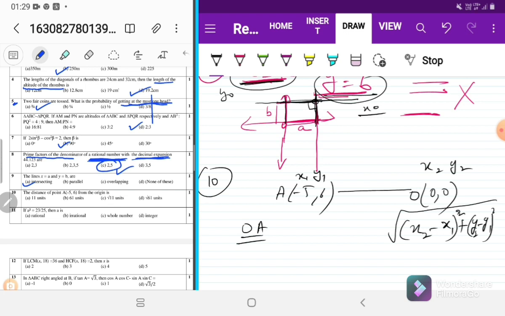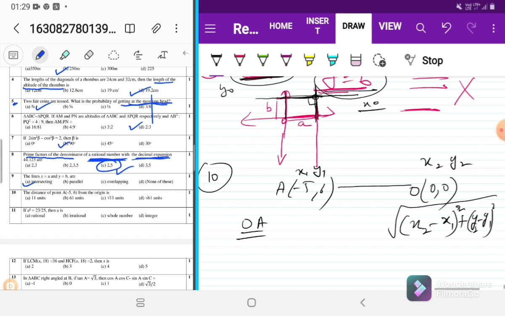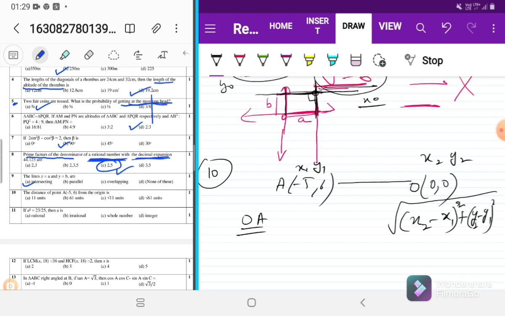Children, I already uploaded one video for the distance formula. Many questions from different points of view I uploaded in that video. I'll give the link of that video in the description box. You can check that also. All coordinate MCQs which come in your first term are uploaded there. So you can watch that video also.